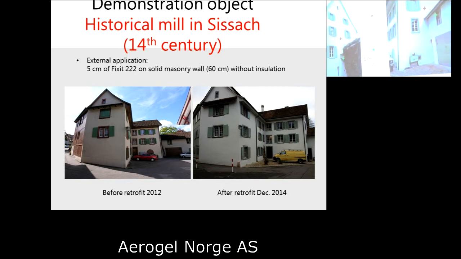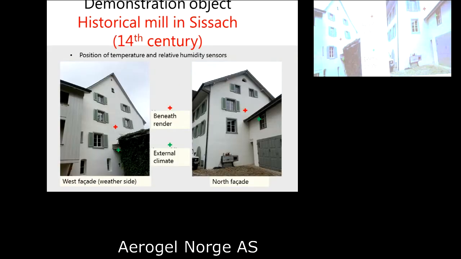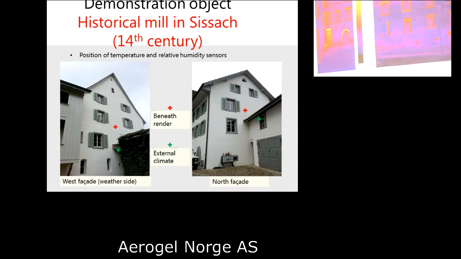There are positions of temperature and relative humidity sensors on the west facade. This is the weather side in Sissach. This is this red cross. And the external climate, this is the green cross. And also on the north facade. I want to show you the west facade later.